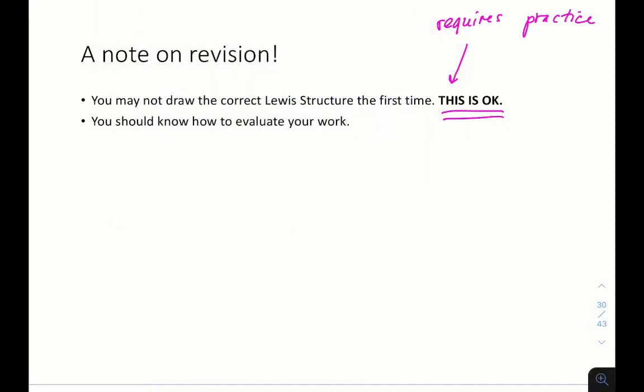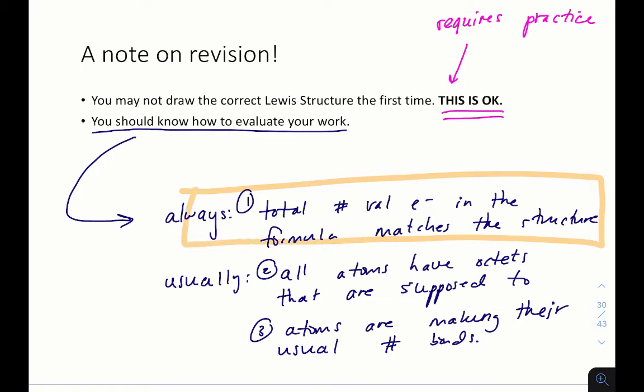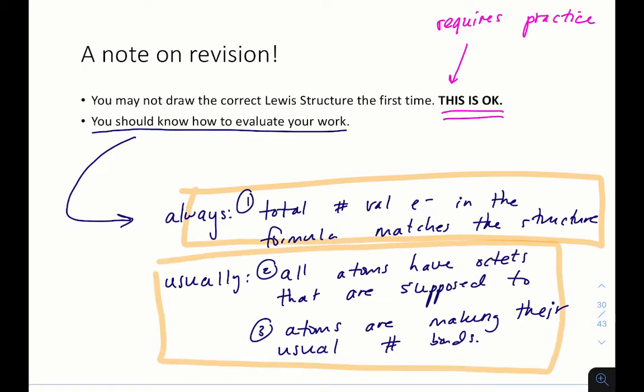What's important right now is that you know how to evaluate your work. So pause and write down how you evaluate your Lewis structure to check if it's correct. Always, the total number of valence electrons in the formula should match that in the structure. And then usually all atoms have octets that are supposed to have them, and atoms are making their usual number of bonds. And just remember to look for clues.